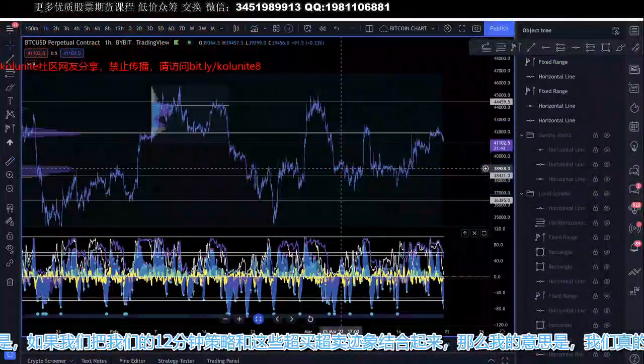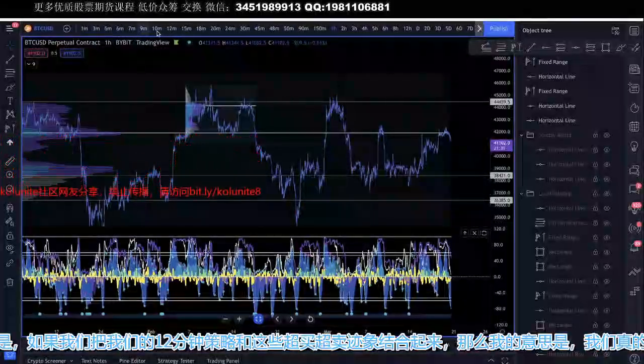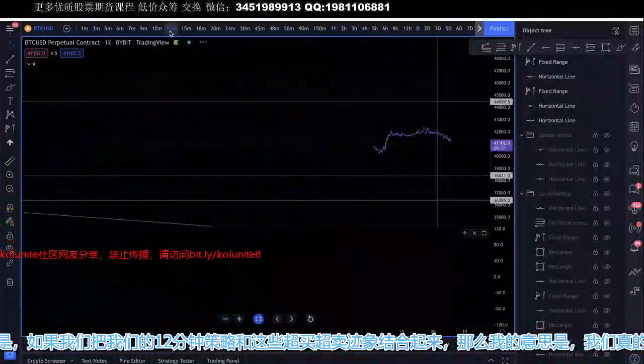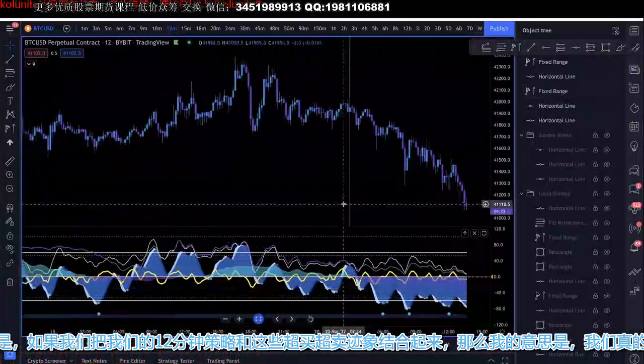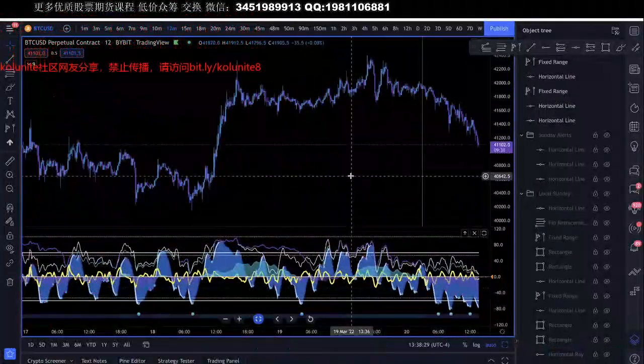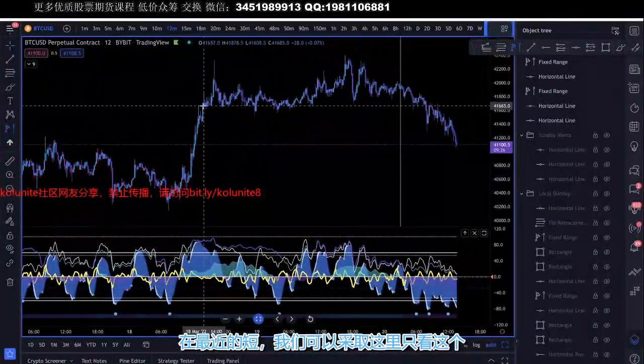And so what we're going to do is combine our 12-minute strategy with these overbought, oversold indications, then, I mean, we can really make stuff happen. So let's just take a look at the most recent short that we could have taken here, just by looking at this volume profile.